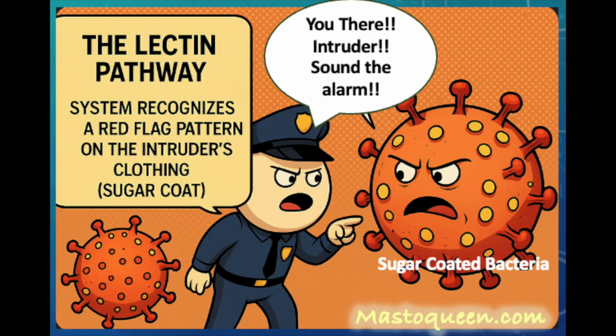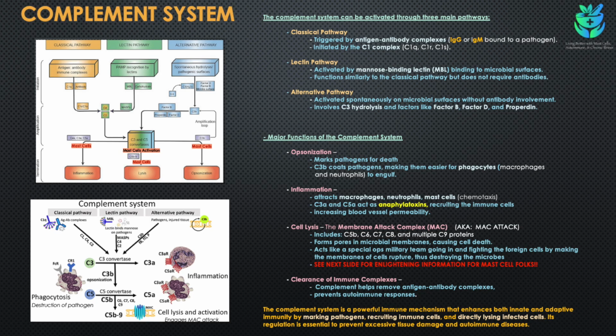The lectin pathway is the sugar sensor. It functions similar to the classical pathway but gets activated when some bacteria have sugars on their surface. Your immune system has a lectin sensor that recognizes these sugars and sets off the alarm. It's like your system recognizes a red flag pattern on the intruder's clothing, or a sugar coat. For the lectin pathway, no antibodies are needed, just detection of the sugar patterns. So these do not require antibodies to trigger them.